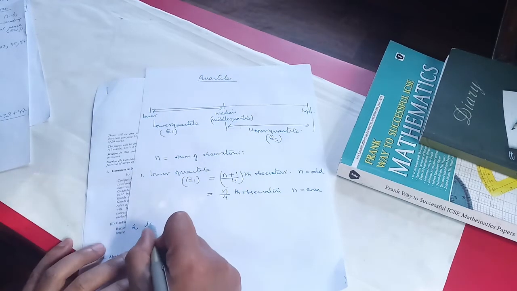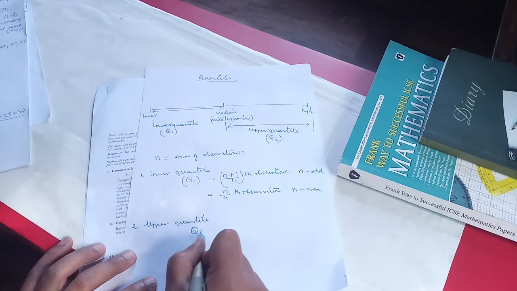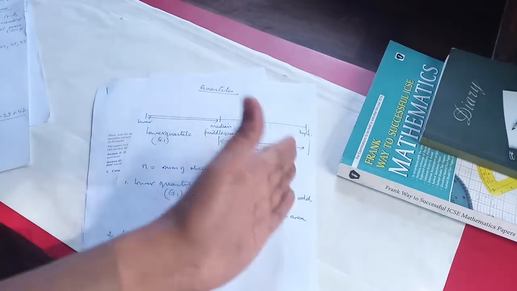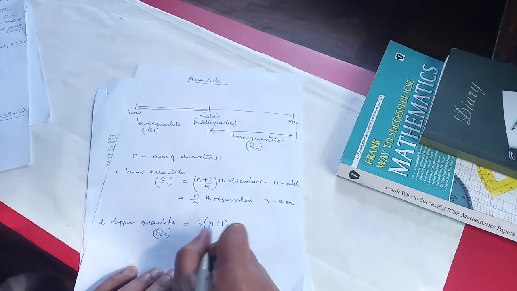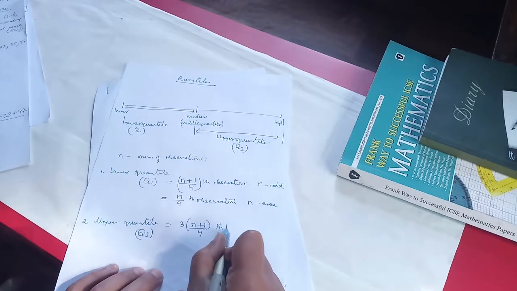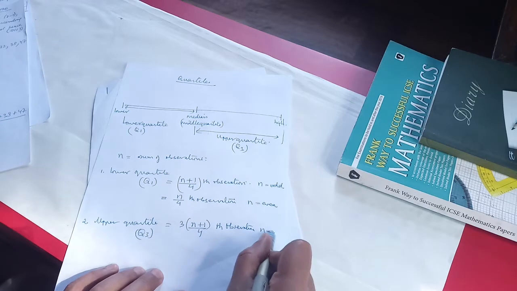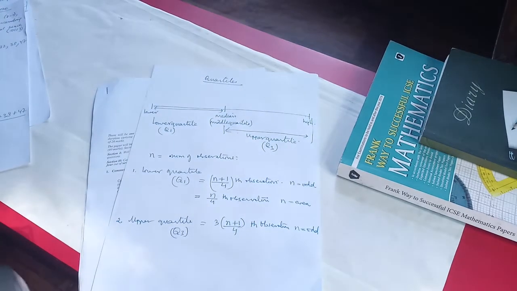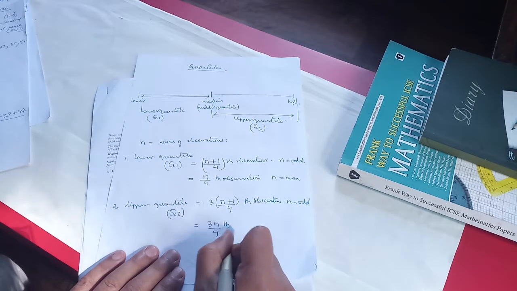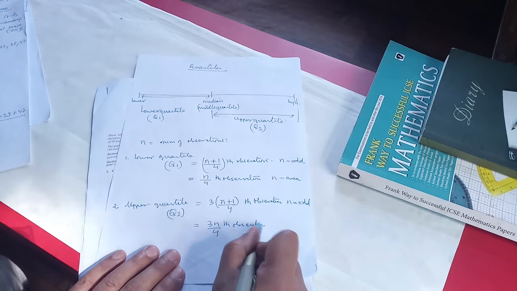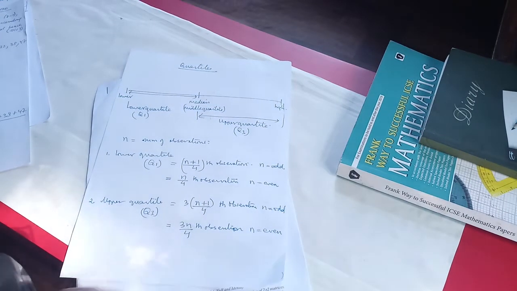Let us take the formula of the upper quartile, that is Q3. Upper quartile is more than the median, so the same formula will be there, but you have to add 3 at the beginning. So here, if n is odd, then you will write this formula, and in the second case you will have 3n by 4, nth observation. This is the observation when n is even.